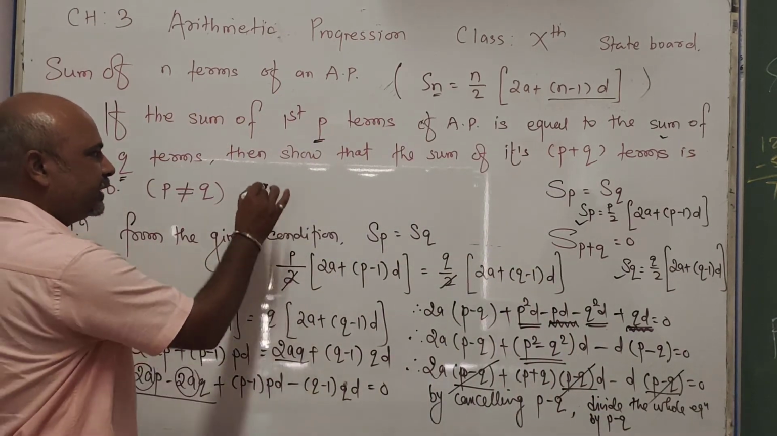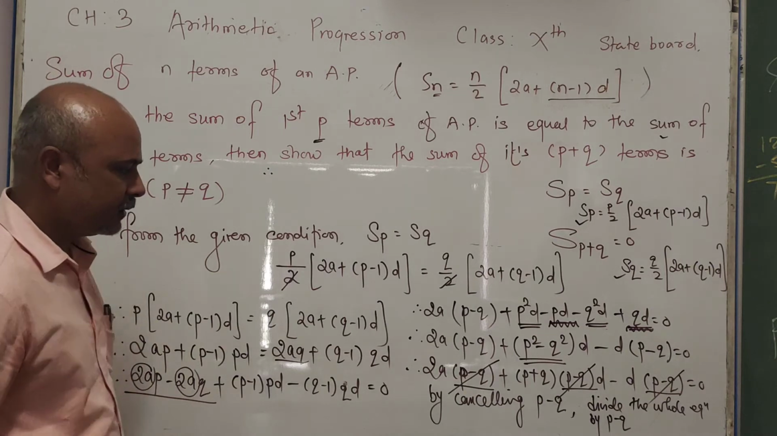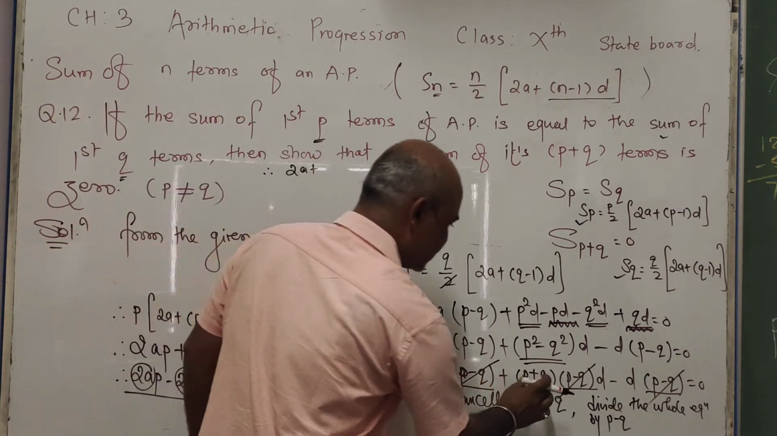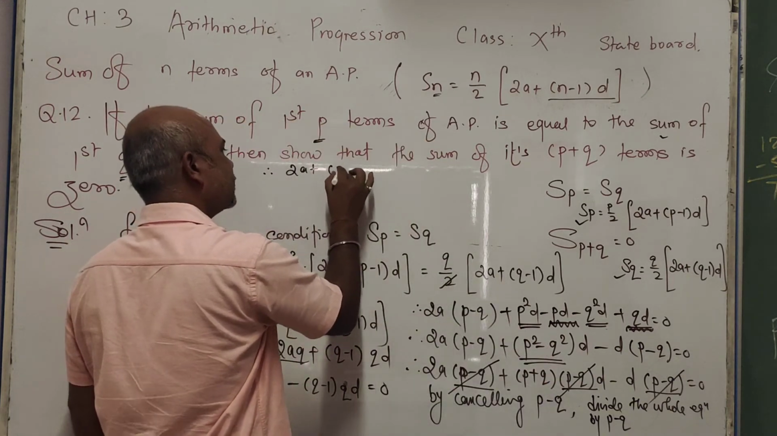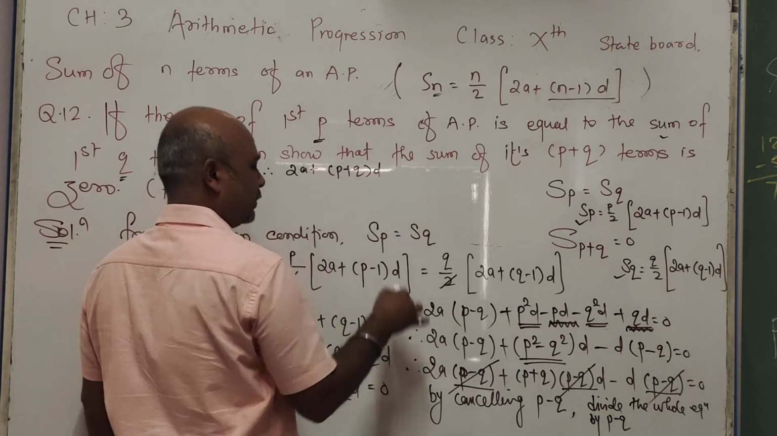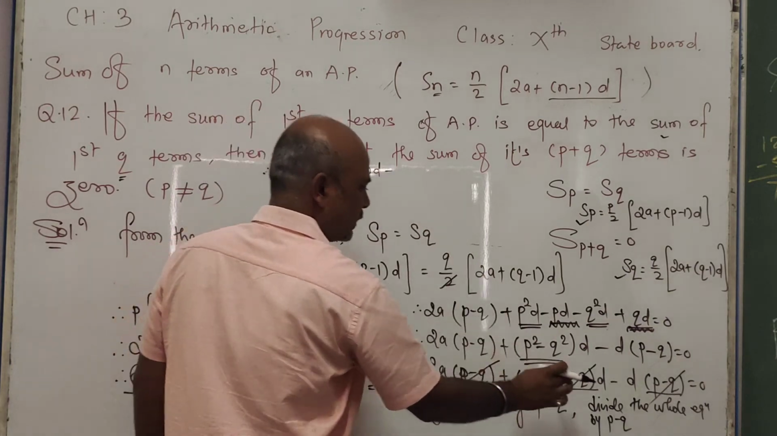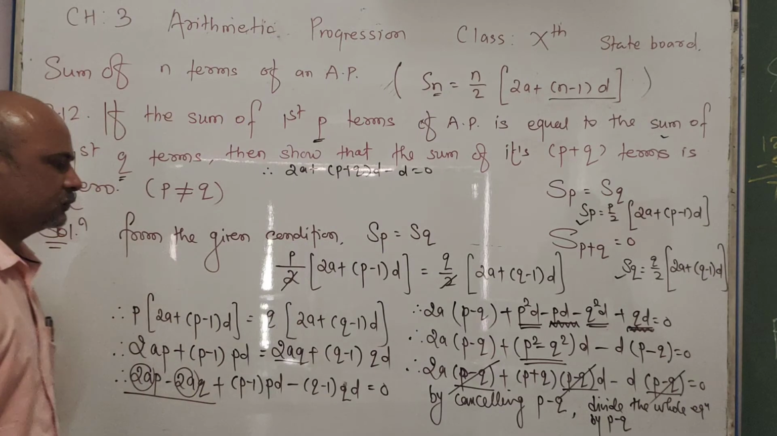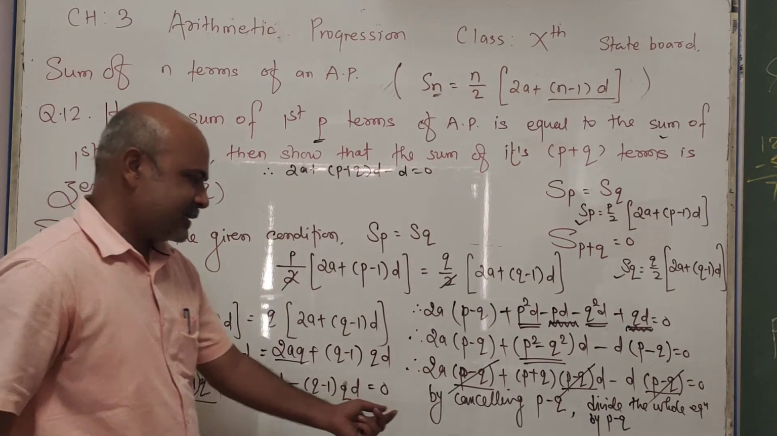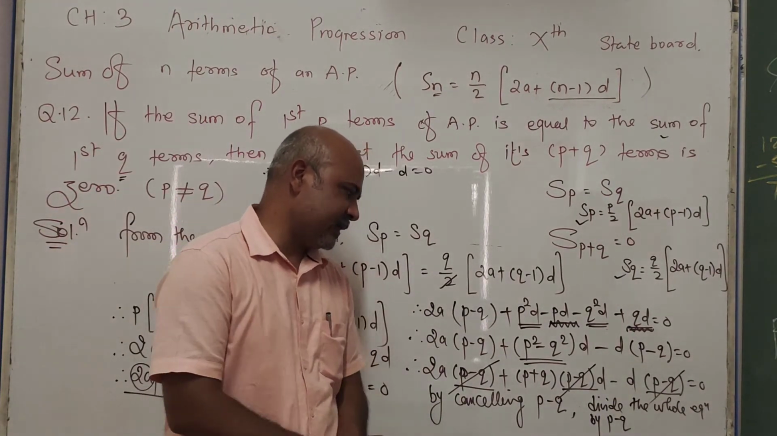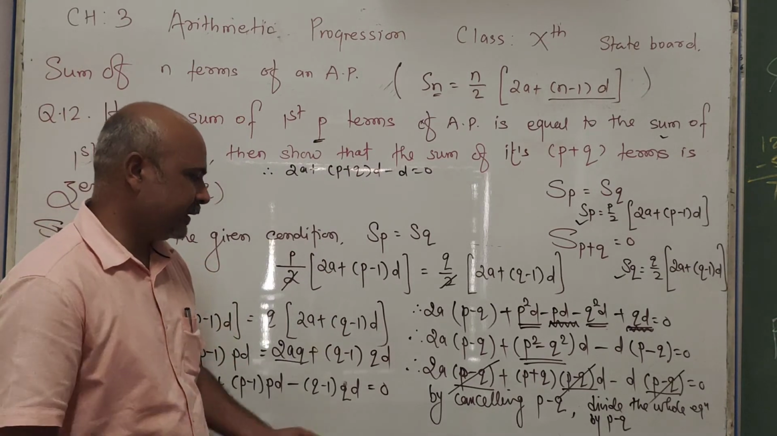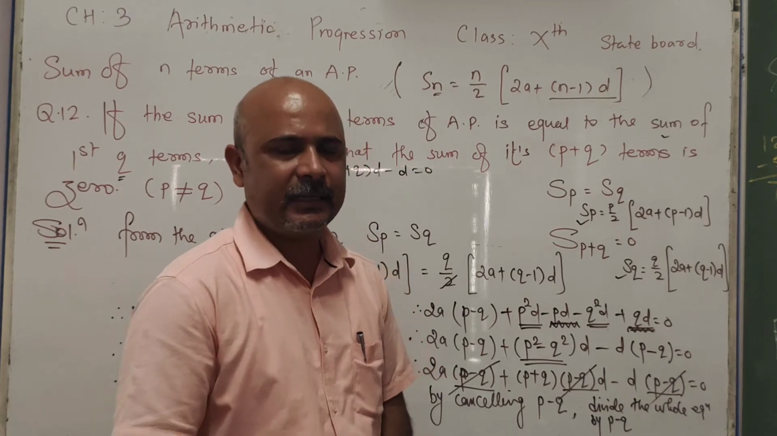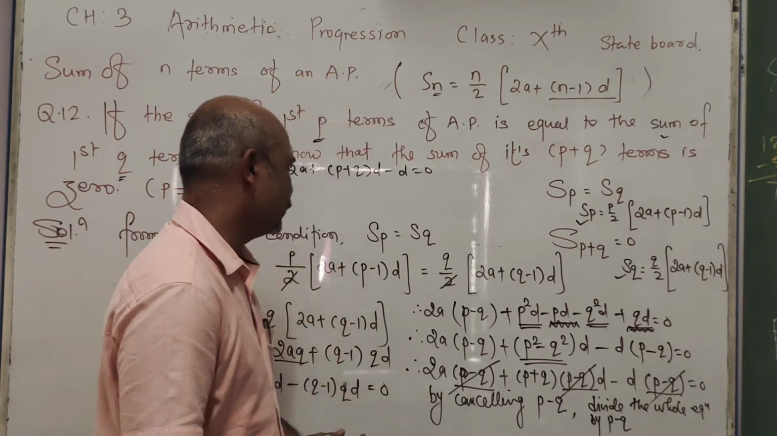And therefore what you will get, friends? Therefore you will get 2a plus, now this is p plus q into d minus, here only d is remaining, and this is equal to 0. So after cancelling p minus q throughout the equation, what you will get: 2a plus p plus q into d minus d, and this is equal to 0.